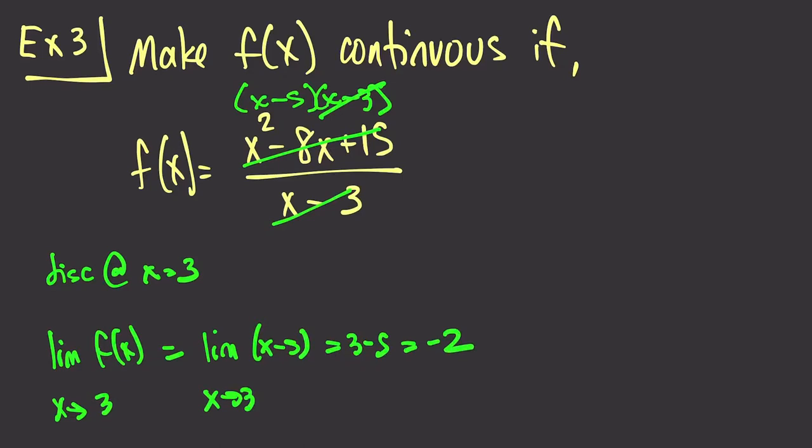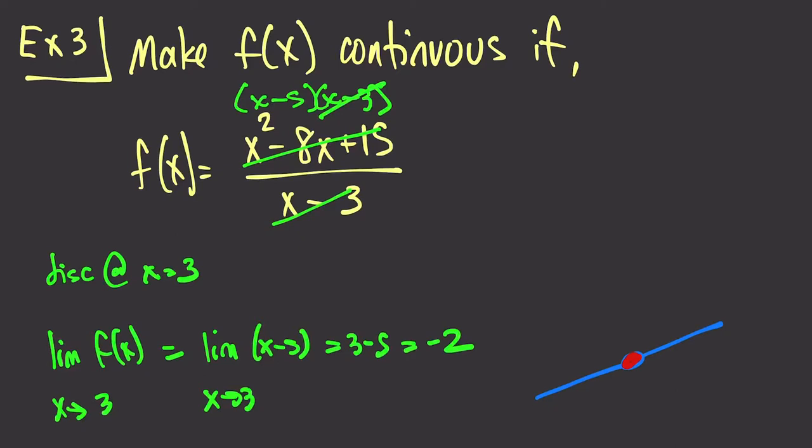So again, I want to make sure you guys understand visually what's going on. We have discontinuity at x equals 3, but the limit exists. So what that tells me is I have point discontinuity. So visually, what we want to do is if we have a hole in the function, I want to create a piecewise function that then fills that.